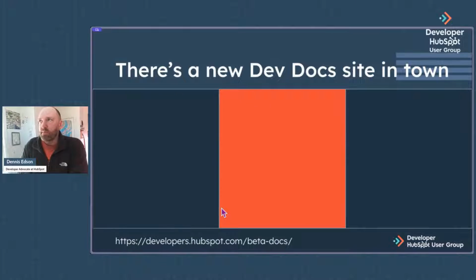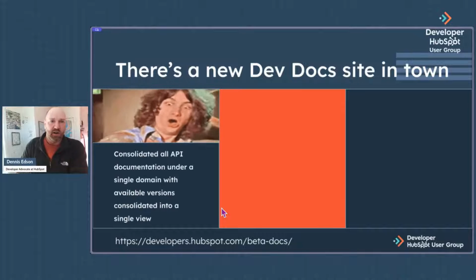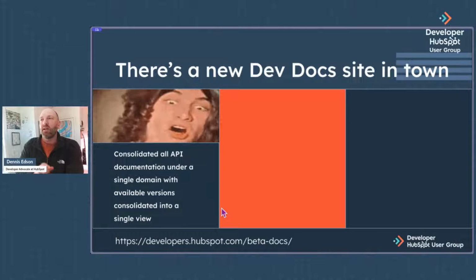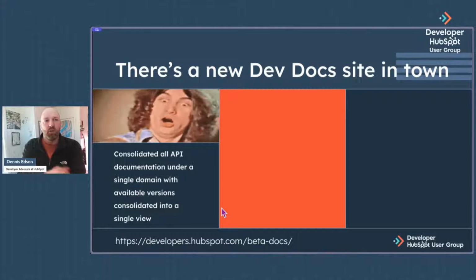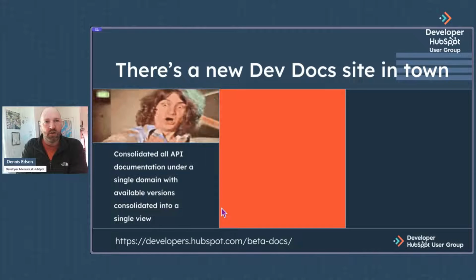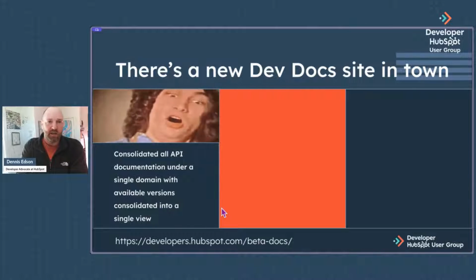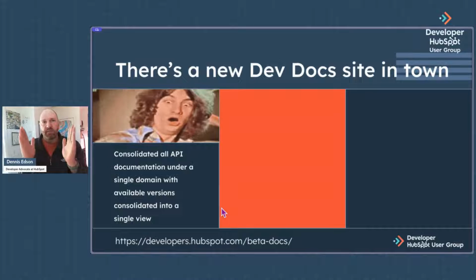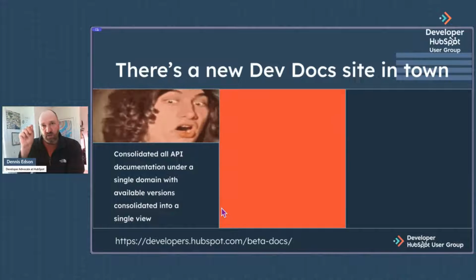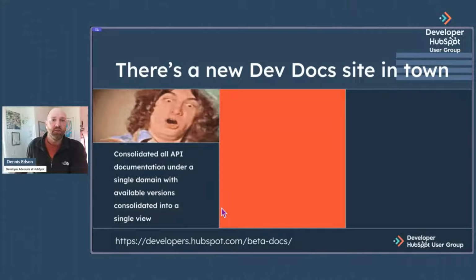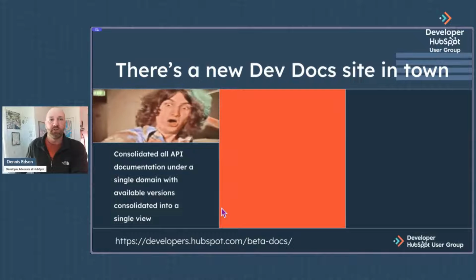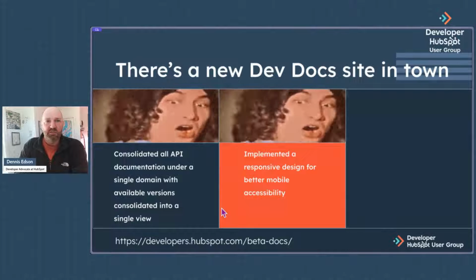All right, what's happening in the DevDoc site right now? First of all, we've consolidated all the APIs into one domain. So no more going to legacy.hubspot.com to find your APIs. It's all navigatable within the one place. You click V1, V3, or whatever the version is on it, and you got it there without having to go in two places. Two, responsive design.